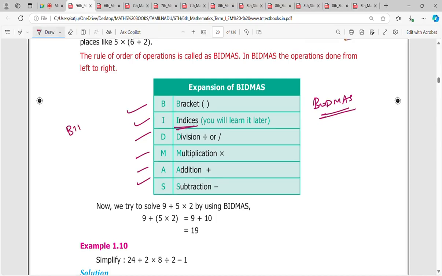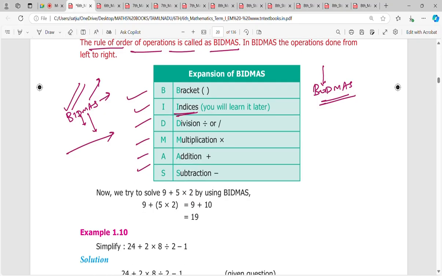BODMAS means bracket, indices, division, multiplication, addition, subtraction. In this sequence only you need to solve a particular problem. This is the rule of order of operations. So here, of. Okay, that is the difference between these two.